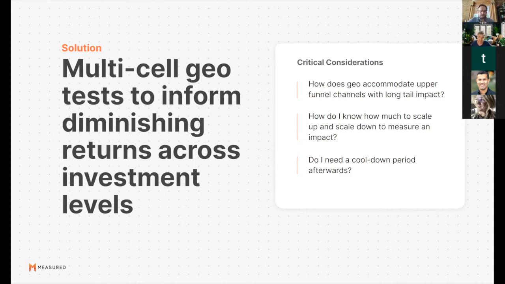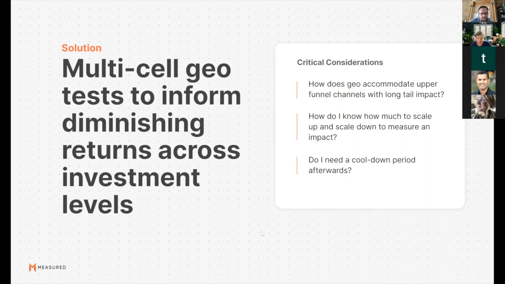And again, how do I know how much to scale up or scale down? That's what we were talking about before, the minimum detectable lift. There are all these different constraints that you can incorporate into your design. This is where the art of geotesting comes in. How do you balance the different constraints? How do you achieve the maximum information return while limiting negative impact? That's the challenge with geo design.